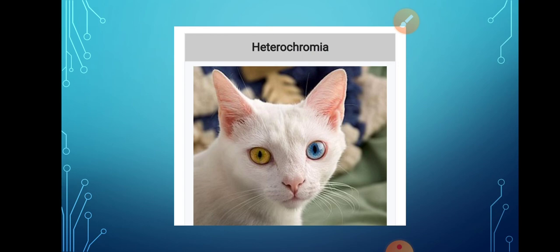This is one defect, heterochromia. One eye is yellow and one eye is blue. It is because of the different iris.